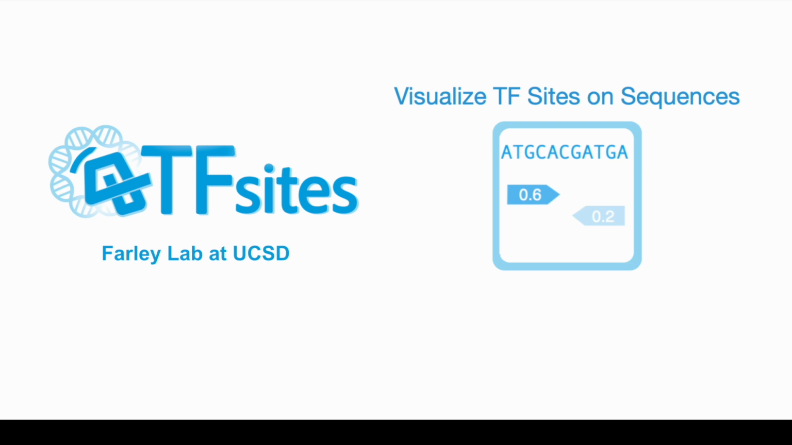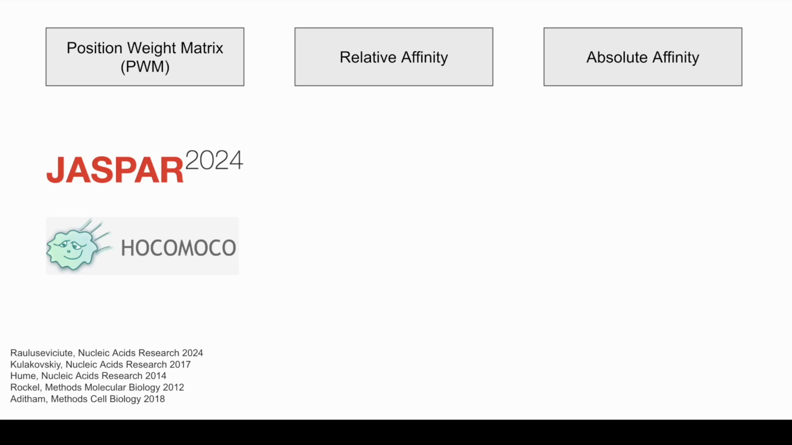Each transcription factor binding site can be assigned a value depending on the type of reference data used. TF sites is compatible with position weight matrix or PWM data, relative affinity data, and absolute affinity data. PWM data is publicly available on databases such as Jaspar and HOCOMOCO, and has been the historically popular method of scoring binding sites, therefore making it accessible to use. We also host these datasets on the TF sites website, so you can easily integrate them into your analysis. This type of data can be used to assign each binding site with a value called a binding score.